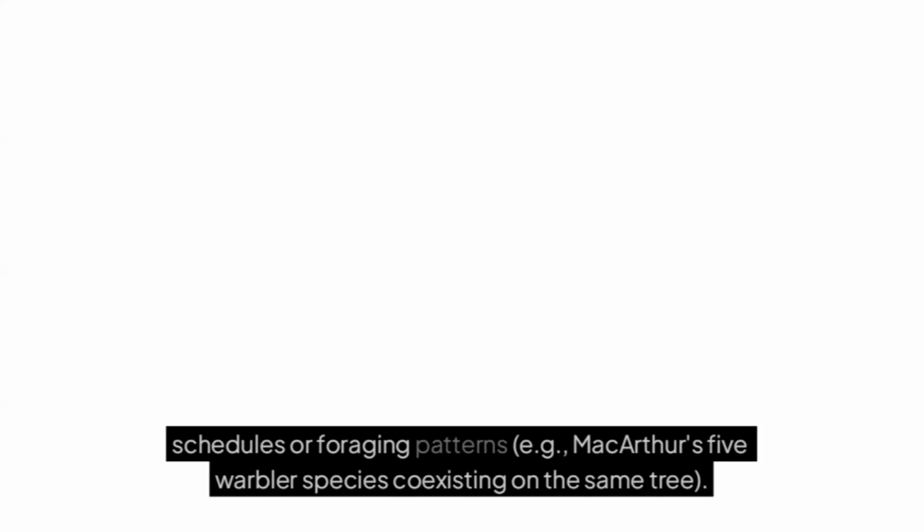3. Resource partitioning. Species avoid exclusion and achieve coexistence by adopting different feeding schedules or foraging patterns, e.g., MacArthur's 5 warbler species coexisting on the same tree. 3. Parasitism, adaptations. Specialized features including loss of unnecessary sense organs, loss of digestive systems, presence of suckers, hooks, and high reproductive capacity.